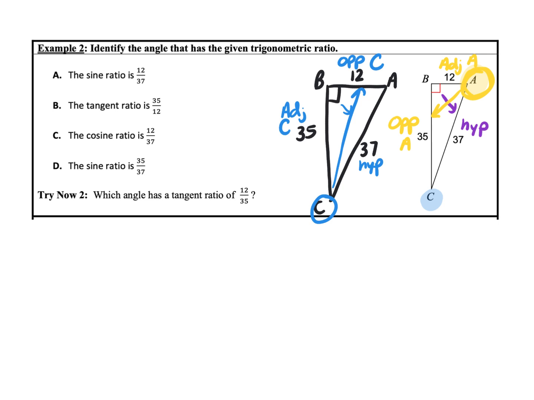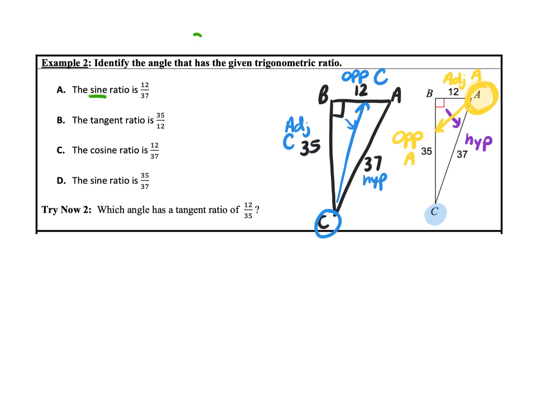So now let's go ahead and figure out the problem here. So the sine ratio is 12 over 37. We need to use the acronym here to help us remember. So I'm going to write SOHCAHTOA at the top of my page. And sine is opposite over hypotenuse, O over H. So we have to figure out, well, which angle has the O as 12? So if I look at my picture, the opposite side being 12 is angle C, and the hypotenuse is 37, so that would be angle C.